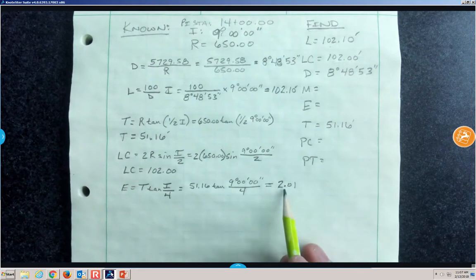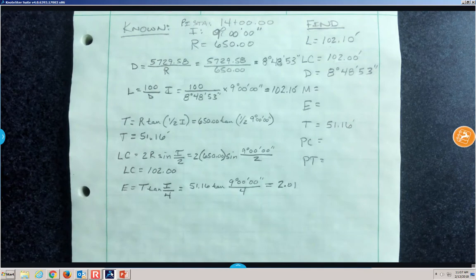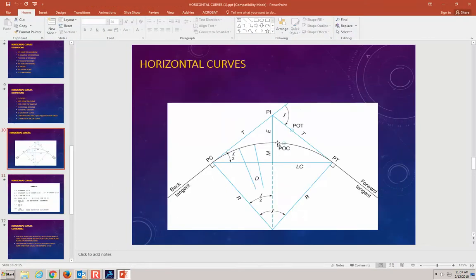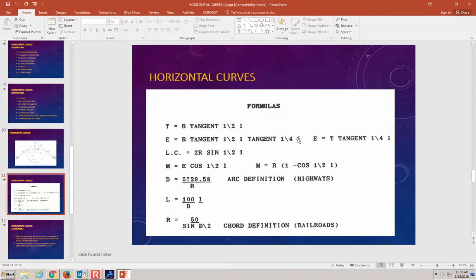Okay, so E is the distance from the intersecting angle, the PI, point of intersection, to the middle of the curve. Let's take a look. It's basically the middle of the long chord, midpoint, goes to the curve. Oh, it's M. M is the middle ordinate. So E is the distance from the PI to the midpoint of the curve. That's the external distance. Okay? So we just solve for E.